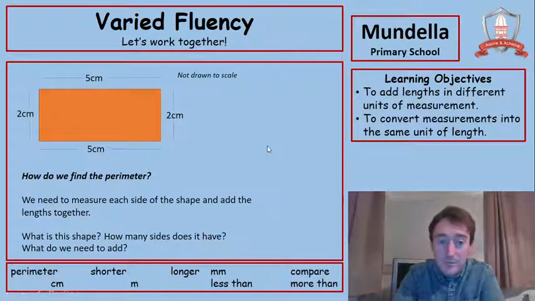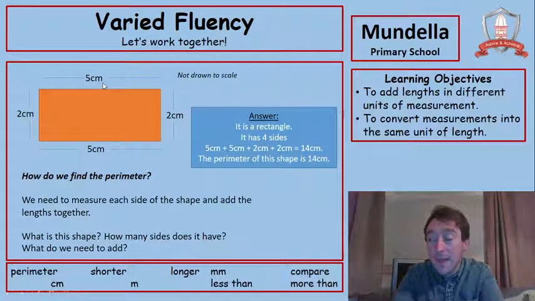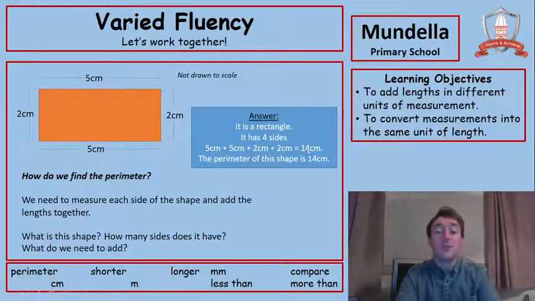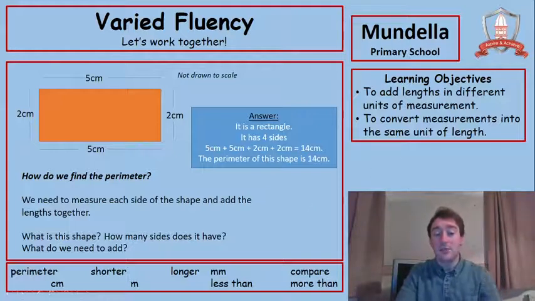How are we going to do that? Well, it is a rectangle, it has 4 sides, so we're going to add 5. So we've got our 5, add 5, add 2, add 2. So I know that 5 add 5 equals 10, good. And 2 add 2 equals 4, exactly, well done. So that 10 add that 4 gives us 14 centimetres. So the perimeter of this rectangle is 14 centimetres. Great, I think we got it, haven't we?